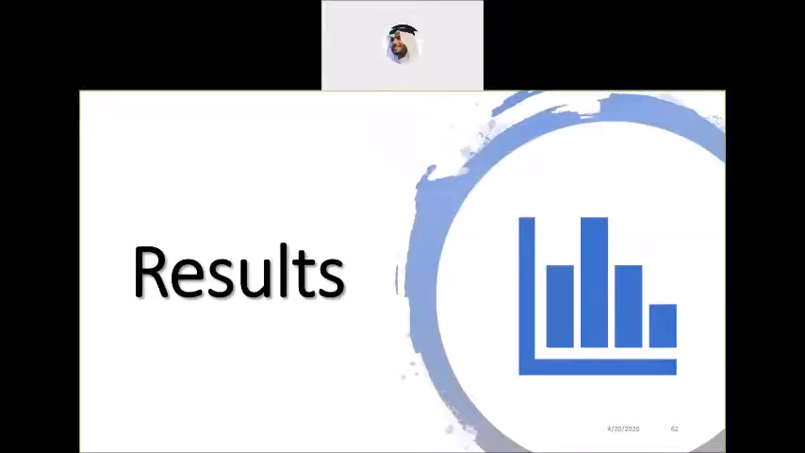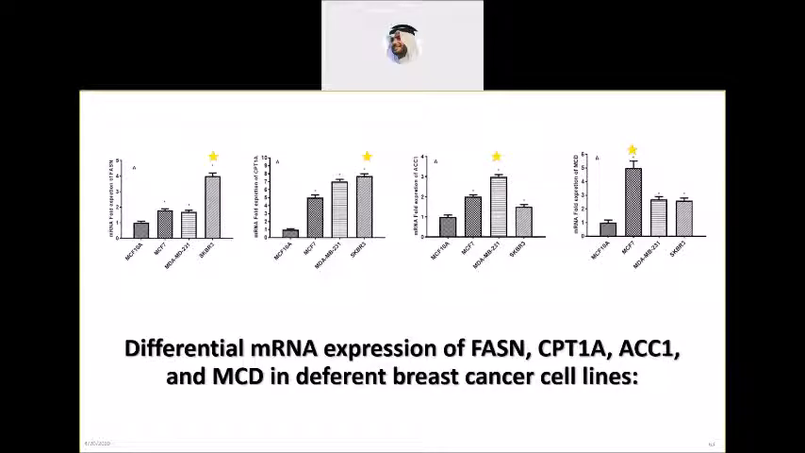I will shift now to the results. Data presented in the current study have demonstrated that the messenger RNA expression of FASN, CPT1A, ACC, and MCD are differentially expressed in all breast cancer cell lines under investigation compared to the normal human mammary epithelial cells. This is the messenger RNA expression data. As you can see, we have a different expression level in the different cell lines for each gene.